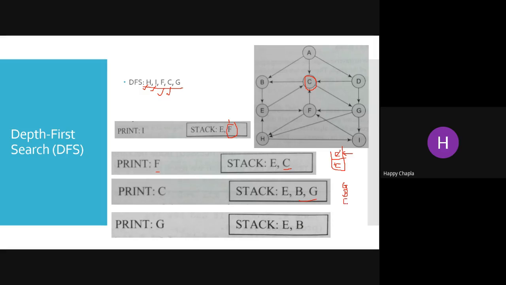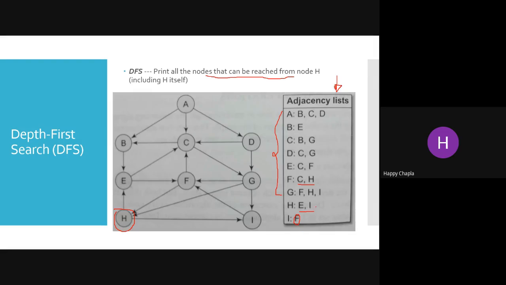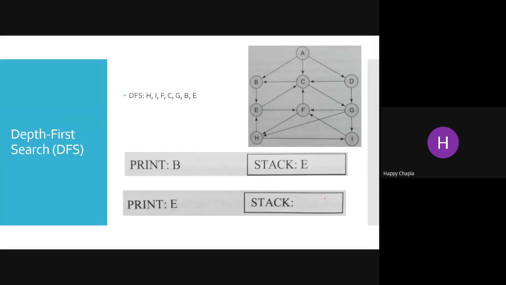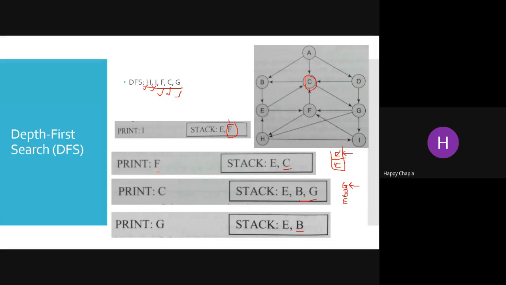So which one is the topmost element? G is the topmost element. Now find the adjacent nodes of G. G's adjacent nodes are B, H, and I. H and I we have already taken, and B is already in the stack, so there is no need to enter duplicate values over here.